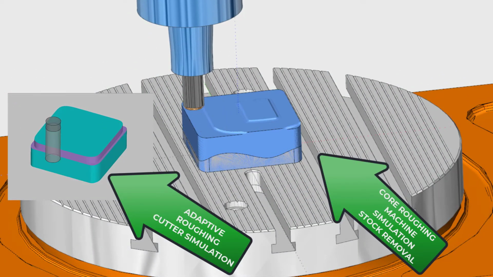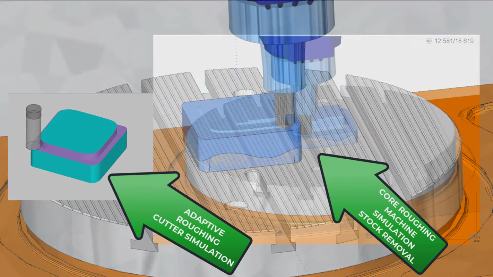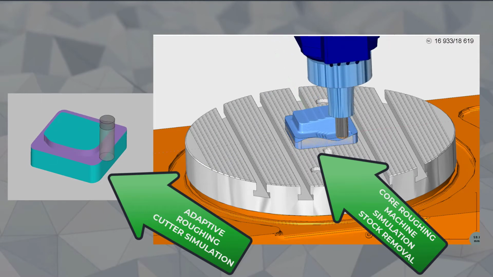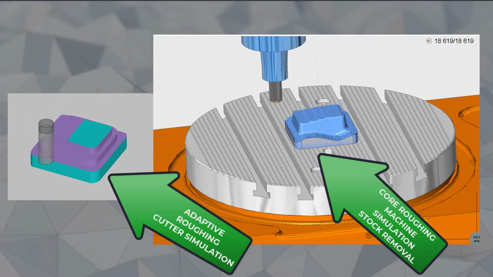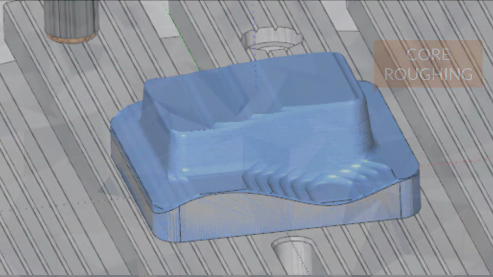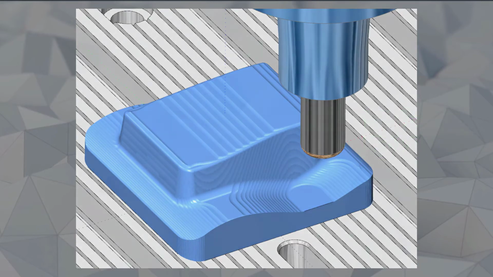On the left is adaptive roughing with large step downs and smaller step overs. This is shown using the cutter simulation. On the right is core roughing with larger step overs and smaller step downs. This is shown using the machine simulation. This picture shows the result of a rest roughing strategy on the previous core roughing block.